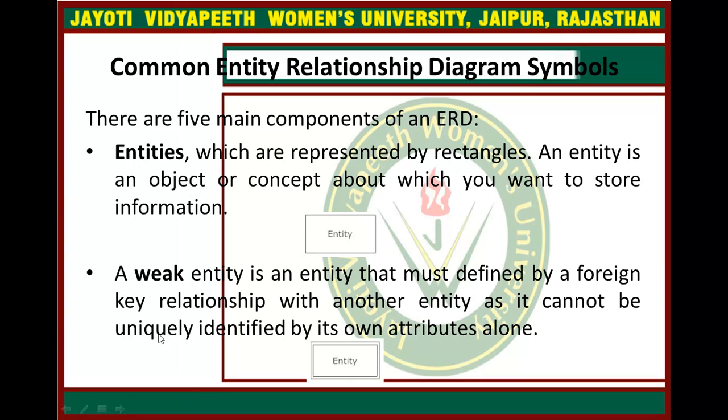A weak entity is an entity that must be defined by a foreign key relationship with another entity, as it cannot be uniquely identified by its own attributes alone. Like you can see here, these are double lined. Here you can see a single line rectangle. So a weak entity you can show with this double line rectangular box.